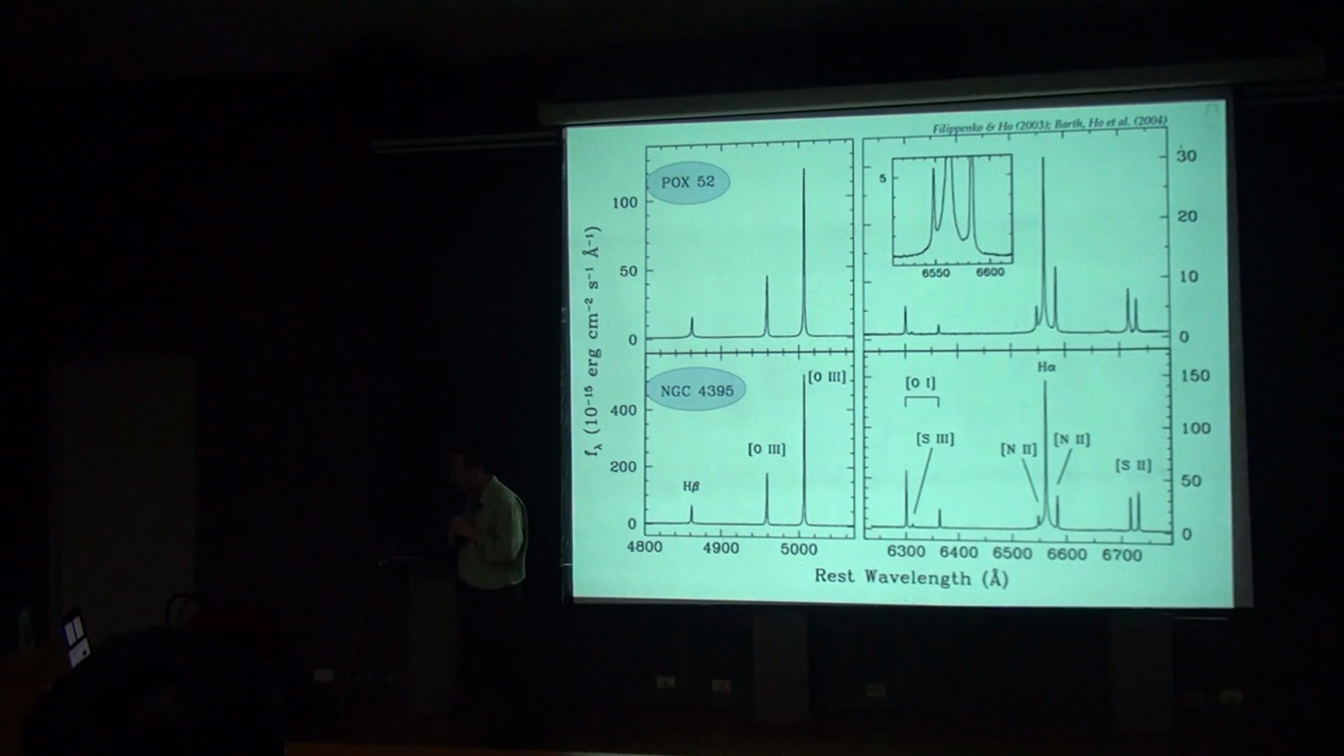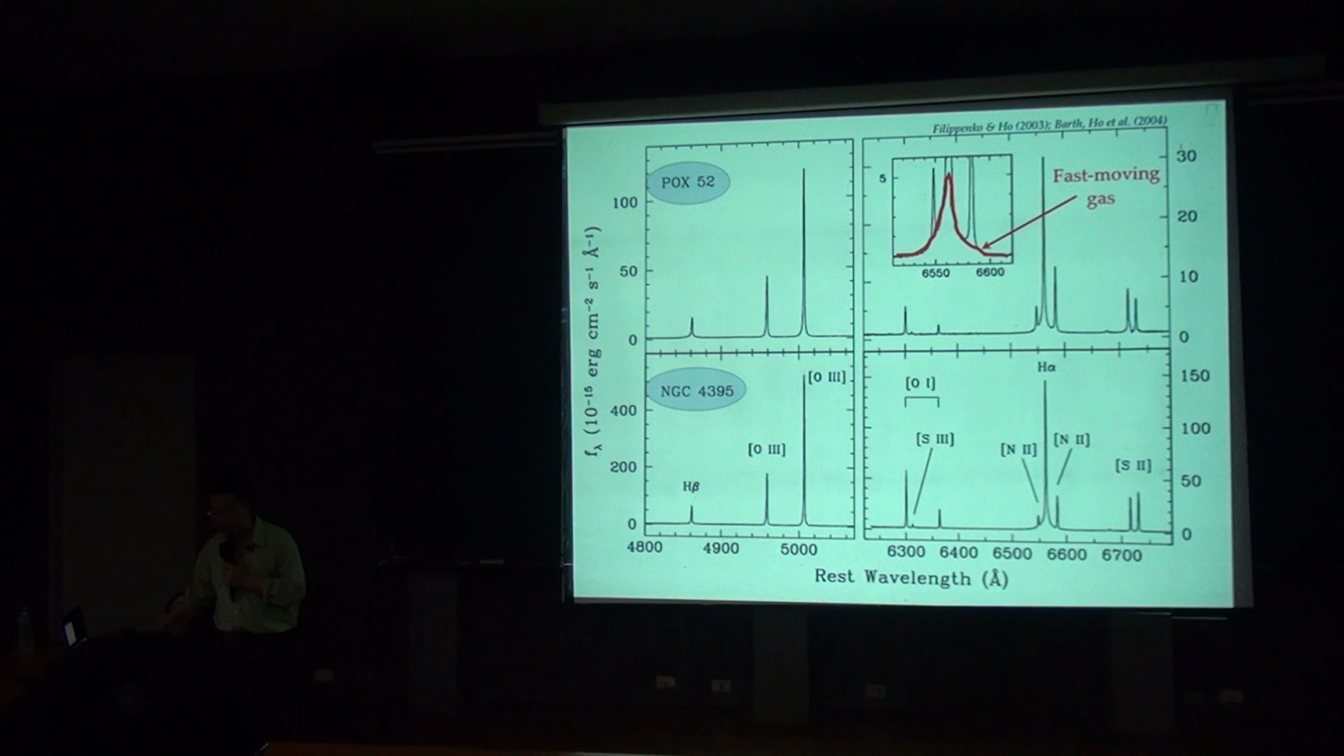And specifically, in addition to the technicalities of the line ratios and all of that, the most telltale sign is these broad features. This fast-moving gas I told you about, what astronomers call the broad line region.